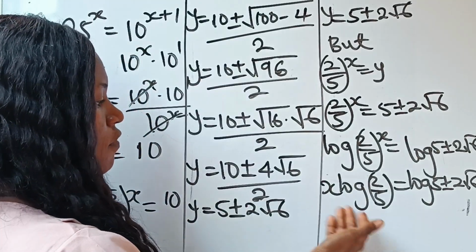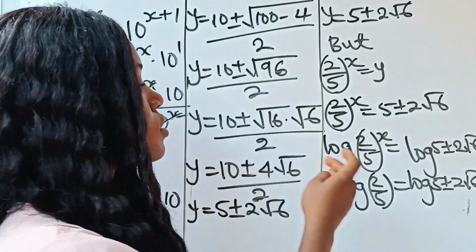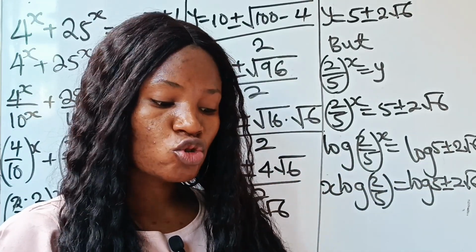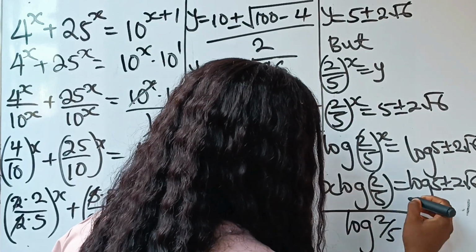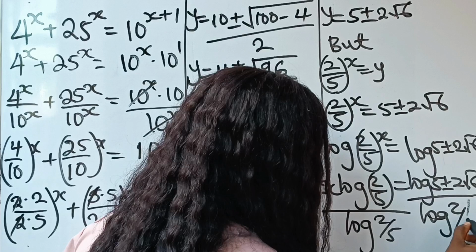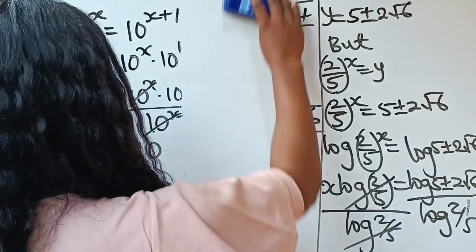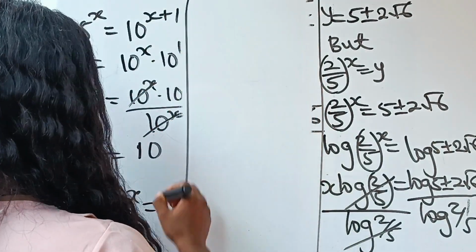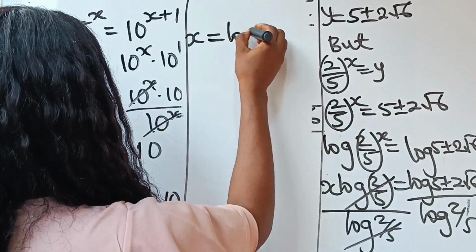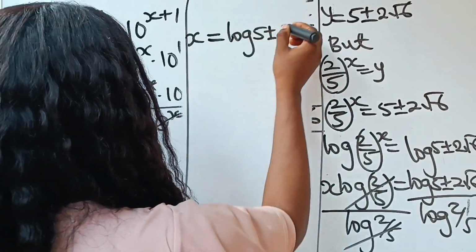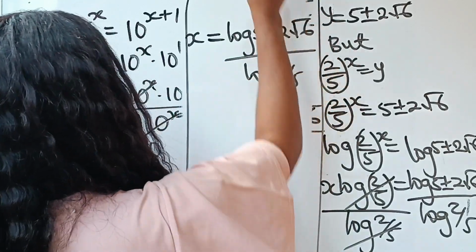Okay, now we are going to divide through by log 2 over 5 to get the value of x. So we are going to divide both sides of the equation by log 2 over 5. Now you see that log 2 over 5 will cancel log 2 over 5, leaving us with this option that our x, this is what is remaining, is equal to log of 5 plus or minus 2 root 6 divided by log 2 over 5.